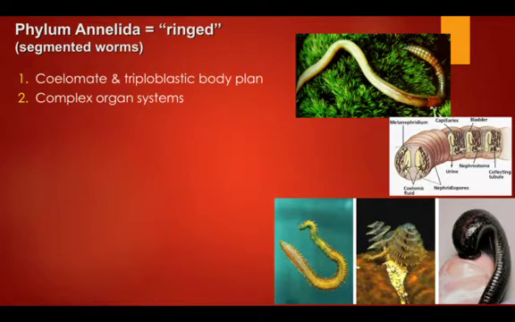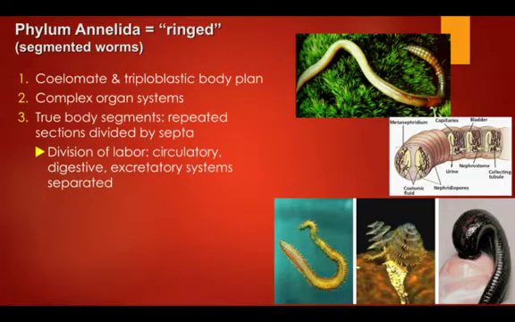They have more complex organ systems, and each one of these is going to be in each one of those segments. So they're going to have a urinary system, respiratory system, circulatory system, etc. They have true body segments, repeated sections. These are going to be divided by a structure called the septa. And we have some division of labor. So we have different systems doing different things. Circulatory, digestive, and excretory systems are all separated inside of the body.